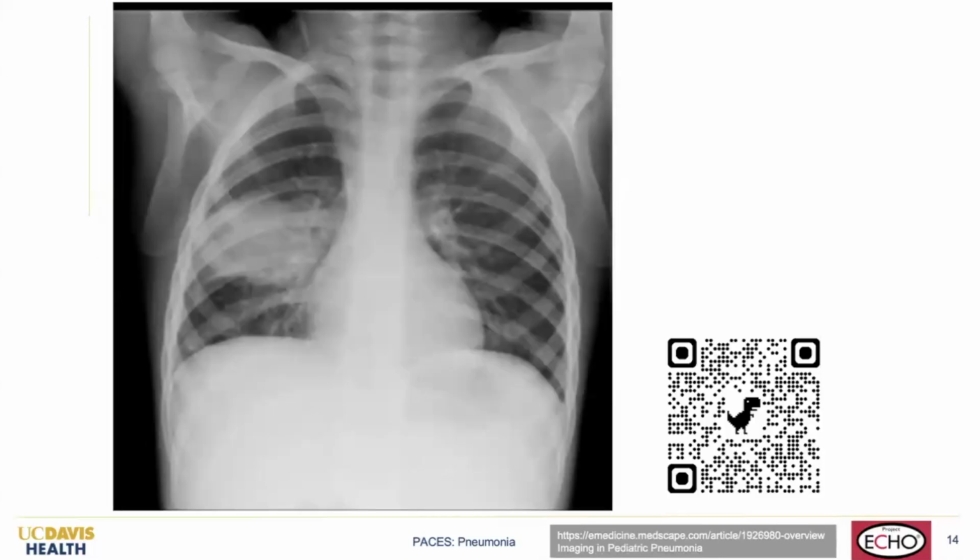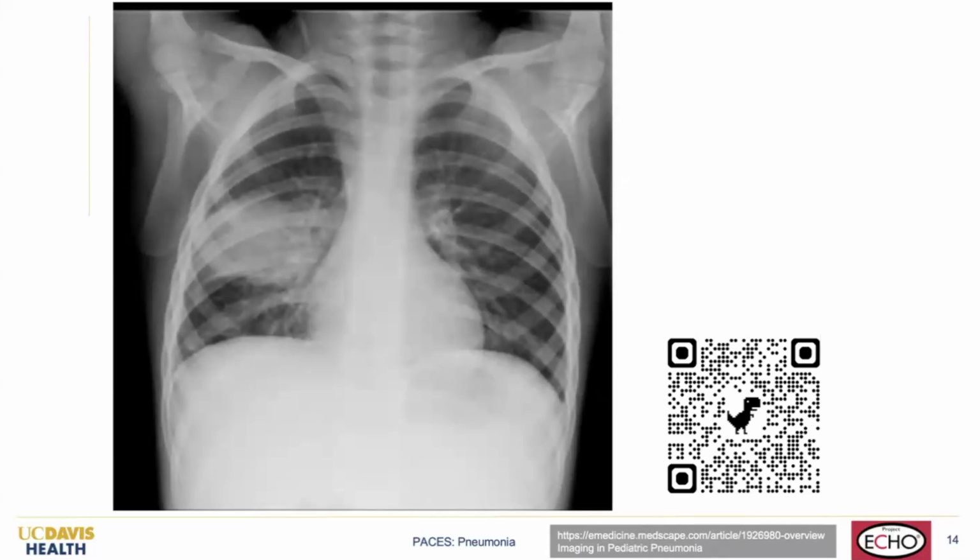And then this final x-ray, and again, there's that QR code if you want to look at the more of these images, is what's characterized as a round pneumonia. Kind of for obvious reasons, you can tell that the shape of it is pretty characteristic. It's a mainly pediatric phenomenon.